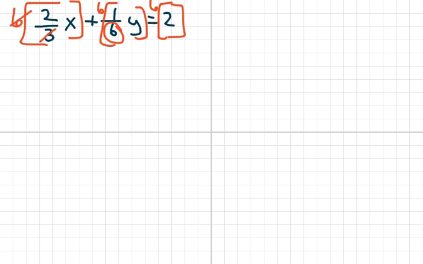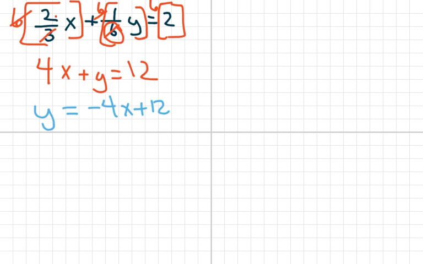So 3 goes into 6 2 times. 2 times 2 is 4, so we have 4x. The 6 cancels, I just have a y. 2 times 6 is 12, and now I have something that's a little simpler. All I have to do is move the 4x over. Since it's positive, it's going to be negative now.